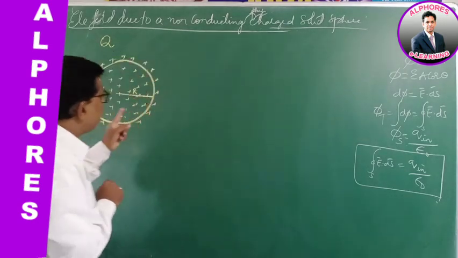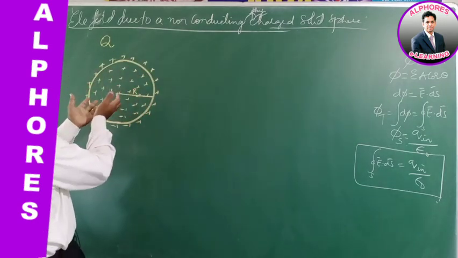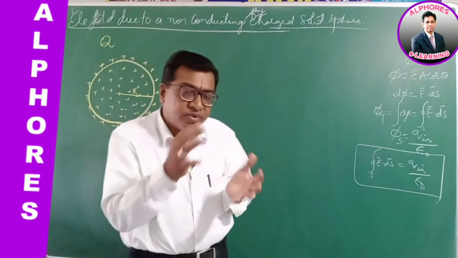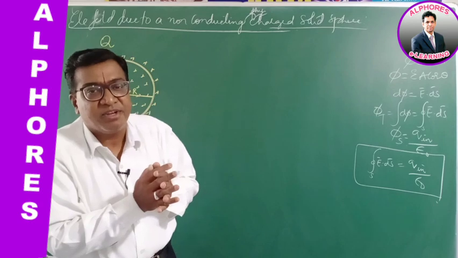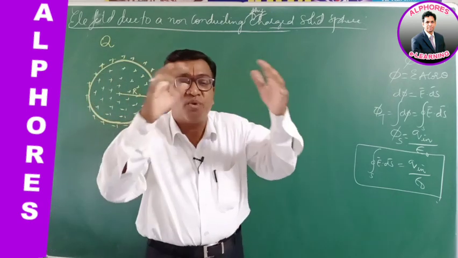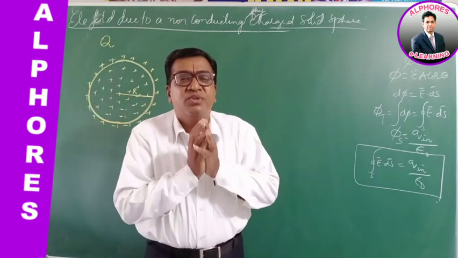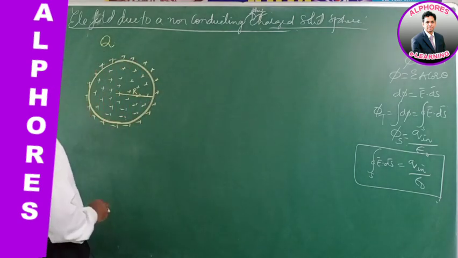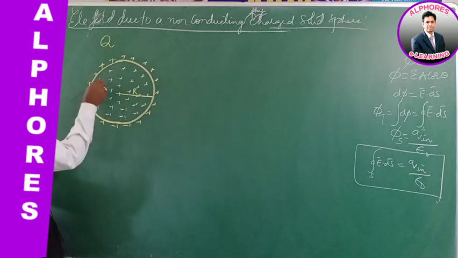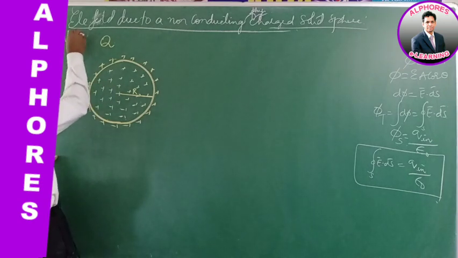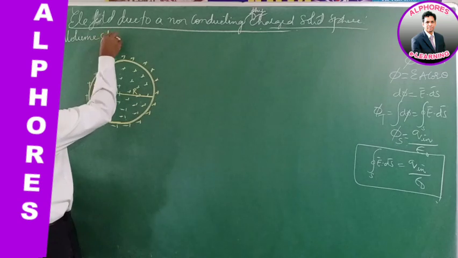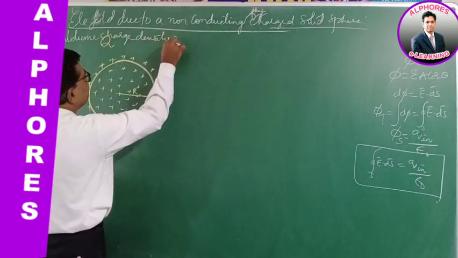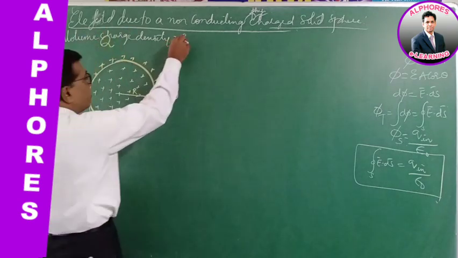Now here charge is also spread inside the sphere. So charge is spread over the surface and it is also inside the sphere. So here the charge is spread throughout the volume of the enclosure. Therefore we define volume charge density. So let the volume charge density of the sphere be rho. It is rho like this.